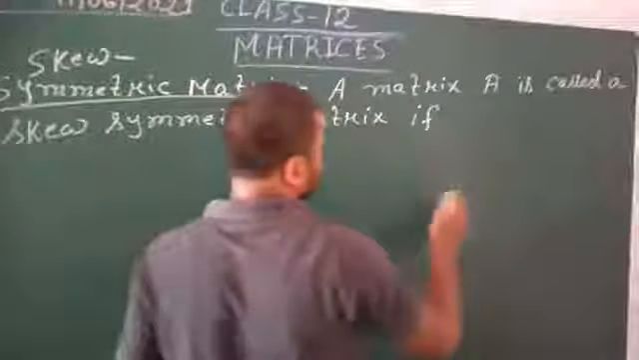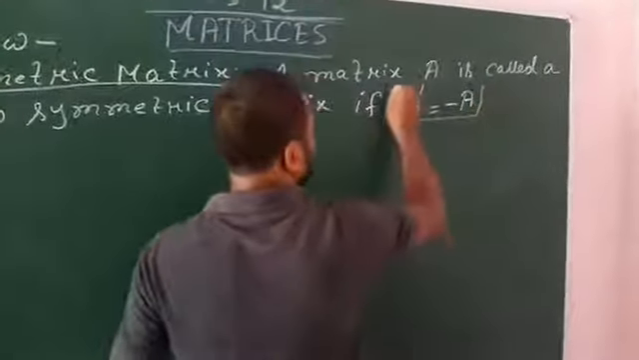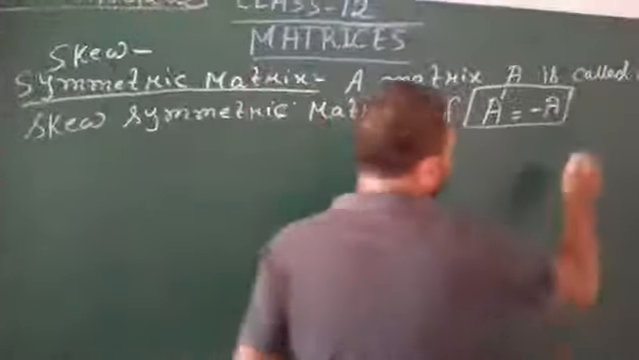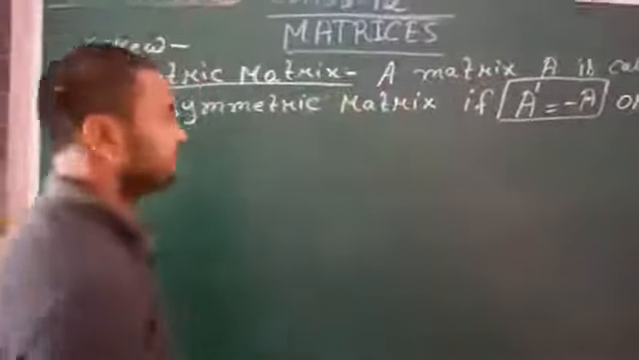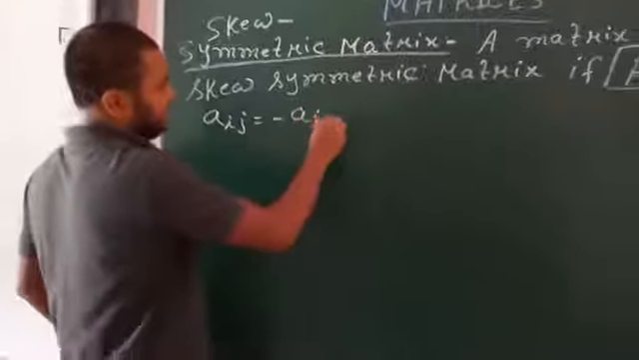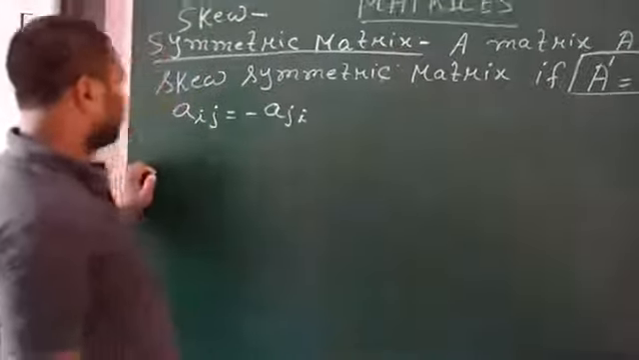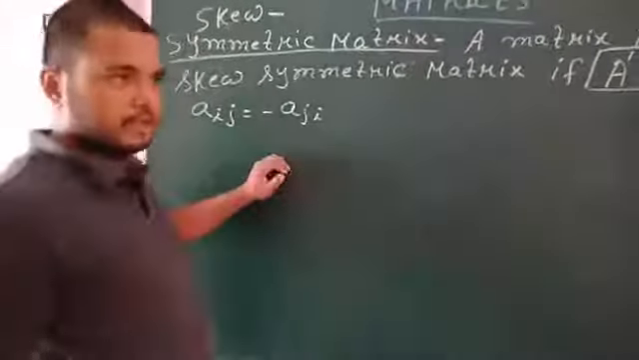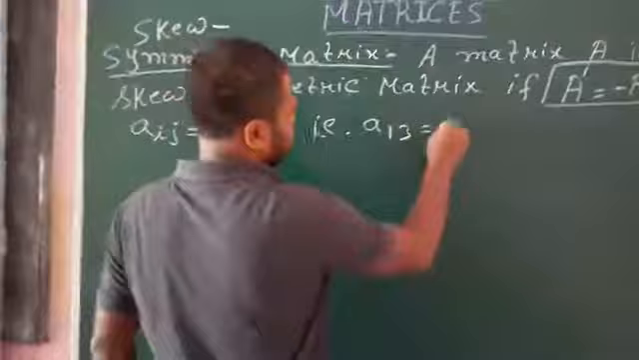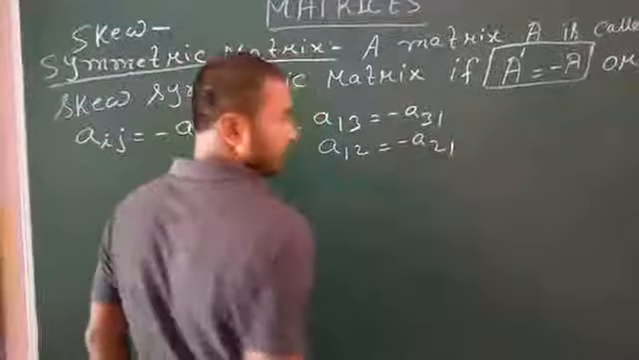if you remember the condition here, A transpose should be equal to minus of A. This is the main condition, you note it down. A transpose should be equal to minus of A, or Aij should be equal to negative of Aji. Suppose A13 should be equal to minus of A31, A12 should be equal to minus of A21, and so on.